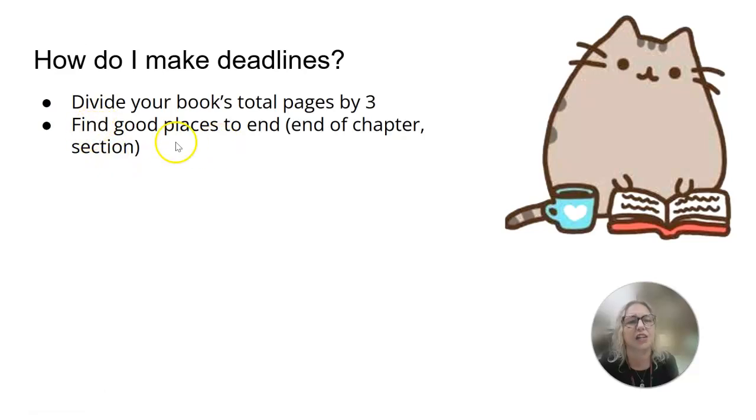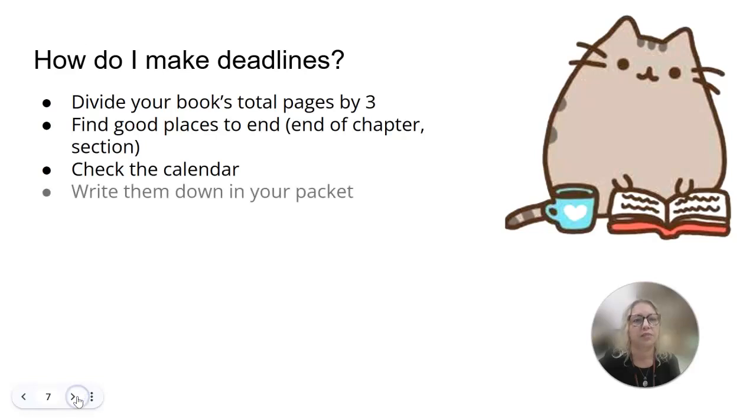The next thing to do is to find good places to end each reading deadline. You don't want to end right in the middle of a chapter. Instead, look for the end of the chapter, the end of a section, to use for your end of the reading deadline. Check the calendar too. Maybe there's some weeks where you're going to have more time than other weeks. Like, when is prom, right? Check to see when that is and maybe give yourself a shorter deadline over that particular week. You can use your best judgment to determine your deadlines. Write them down in your packet. I'm going to get these from you for 8.1.